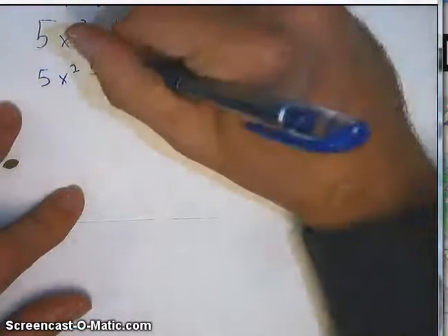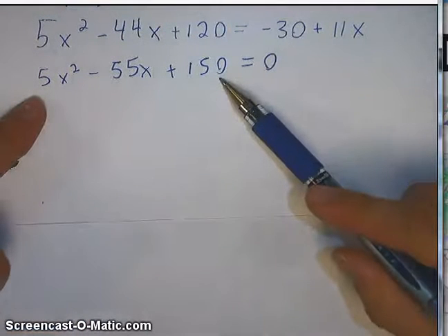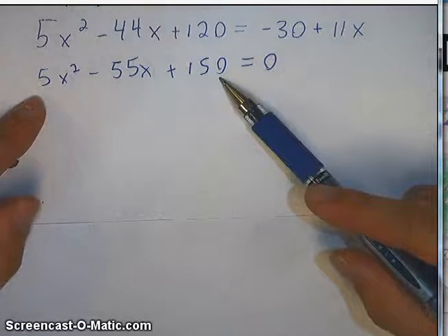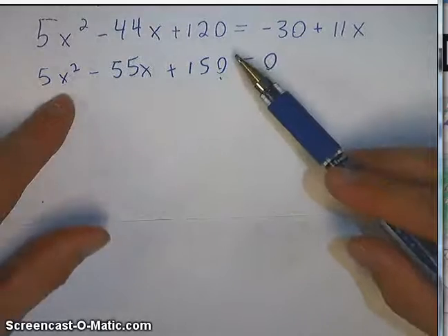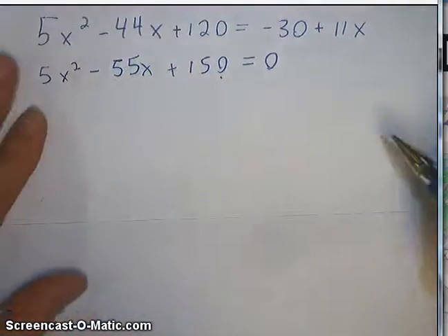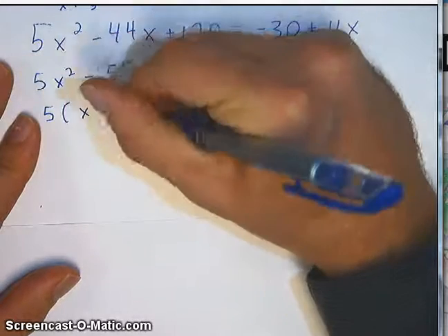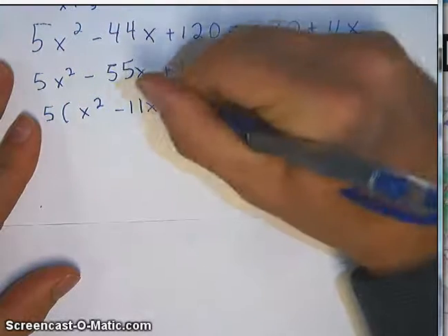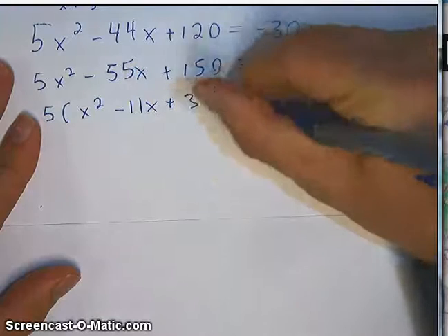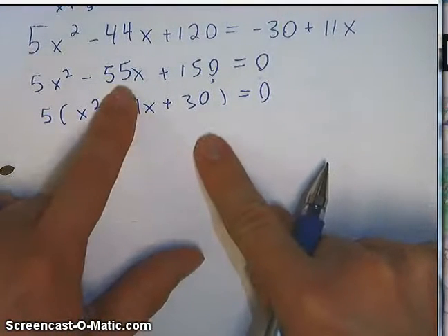Now, I'm looking at this, and when I do a times c, I'm going to end up doing 5 times 150. I don't particularly want to do that. But I do notice that these all have a common factor, which is 5. I'm going to factor out that 5. I'm going to make this 5 times x squared minus 11x plus 30 equals 0. Now this looks a lot easier to factor than that.